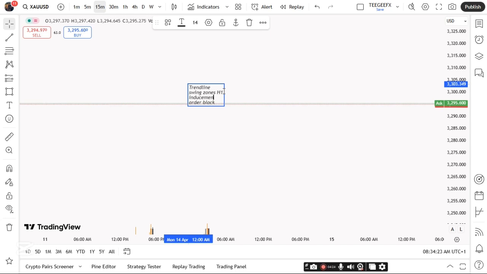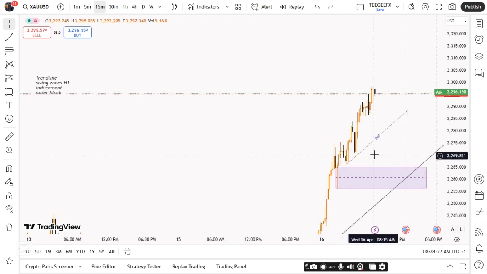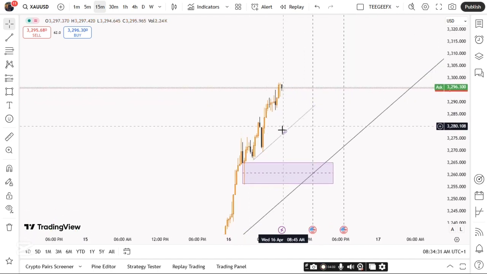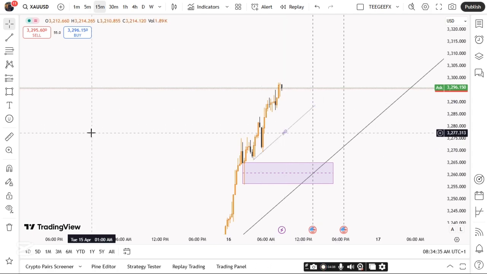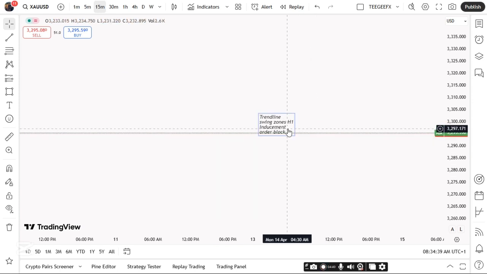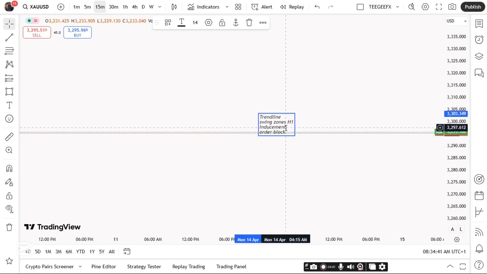Most times when you see my setup, you see ID. That ID means inducement, like this. You can see this now. This is an ID. This is also inducement. This is inducement, which means liquidity. I love seeing liquidity. And this inducement, I love seeing it on 15 minutes.